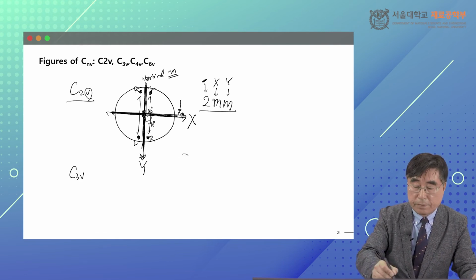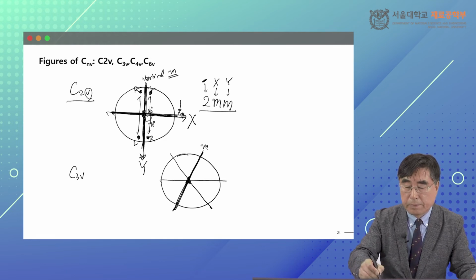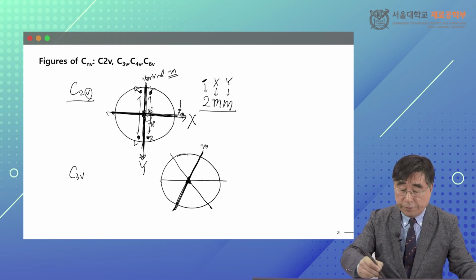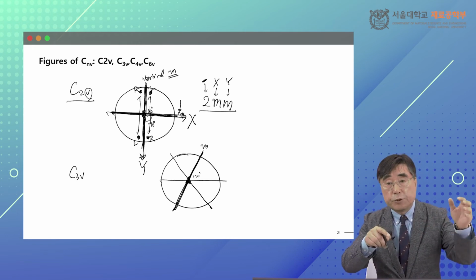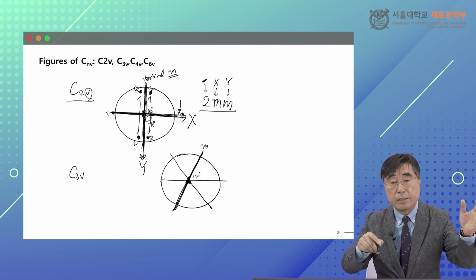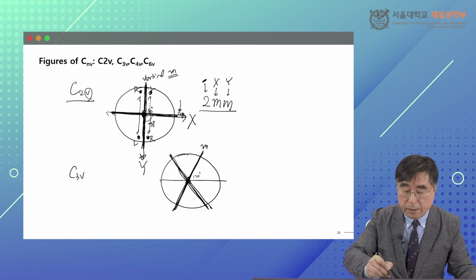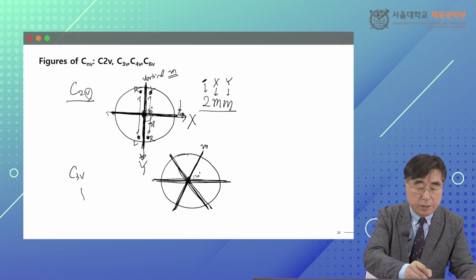C3V, as 3-fold. Let's put one mirror plane in here. Now, this is 3-fold. So the 3-fold has a 120-degree rotation operation. So at each 60-degree rotation operation, there should be a mirror plane generated. This is, again, by the principal theorems. So this one is a mirror plane, and this one is a mirror plane. So these are the symmetry elements of the C3V.